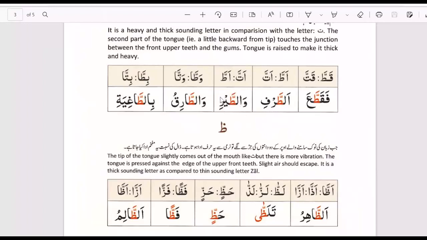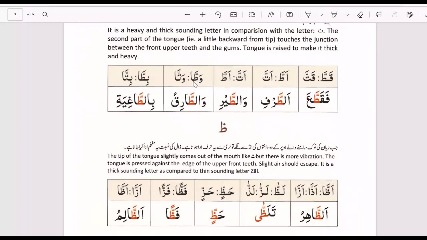Over here, for the next word, again, you can see that there is letter Ta and then a letter Ta with a shadda on top of it. So you're going to again make a thick sound. Wat toiri.